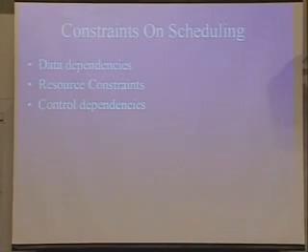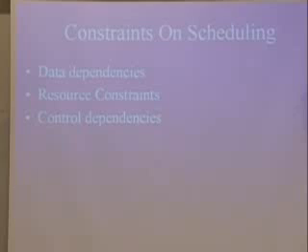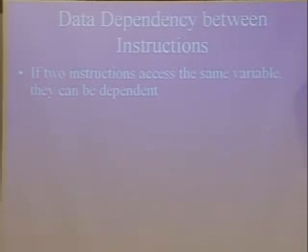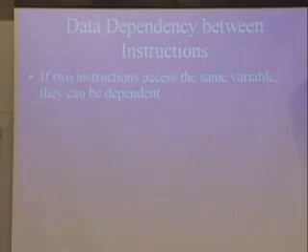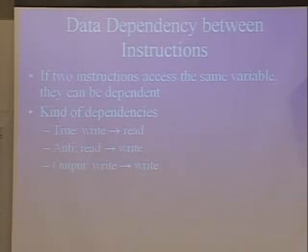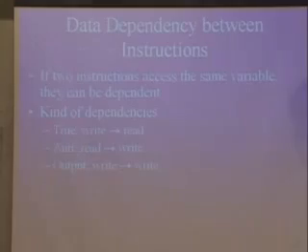There are three things we have to worry about: data dependence, resource, and control dependencies. This is a little bit of review. Data dependence between instructions means two accesses access the same data. There are three kinds. True dependence is the real data dependence: somebody writes something and I have to wait for that.